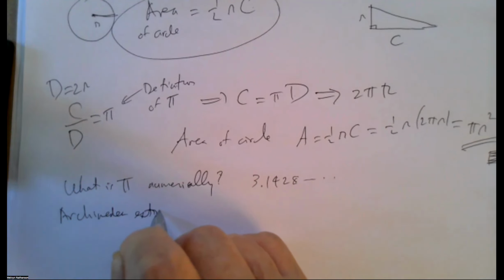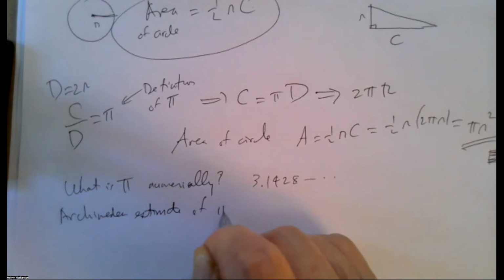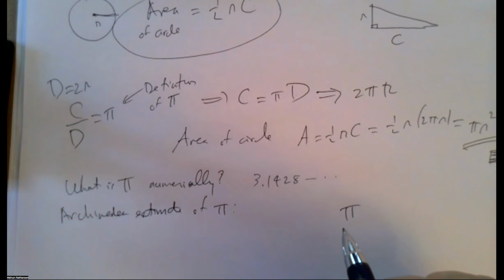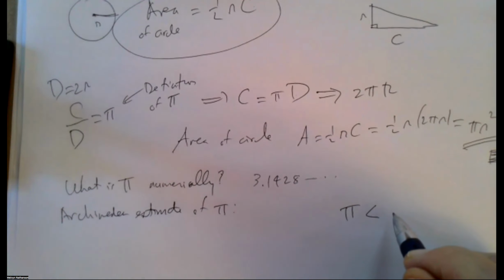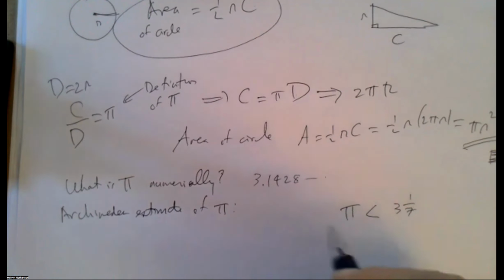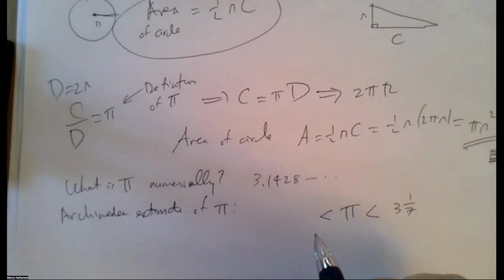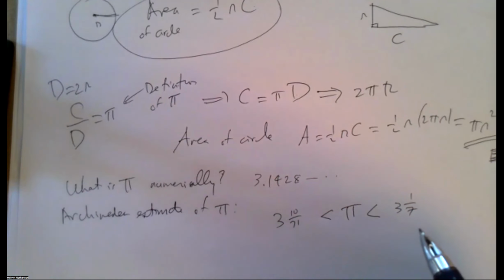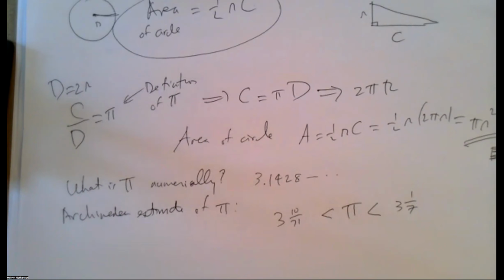Archimedes' estimate of pi was truly amazing. Archimedes proved that pi is less than 3 1/7 and greater than 3 10/71. How good is this numerically? How close are these two numbers?